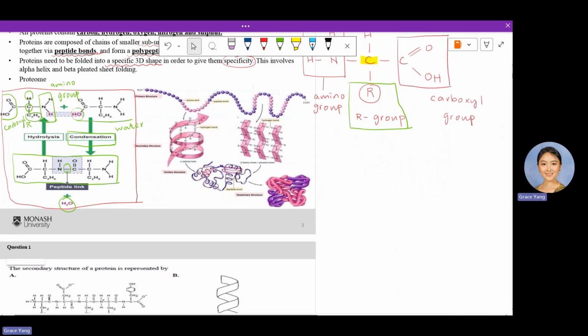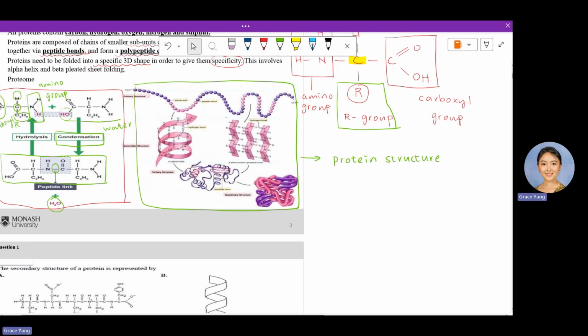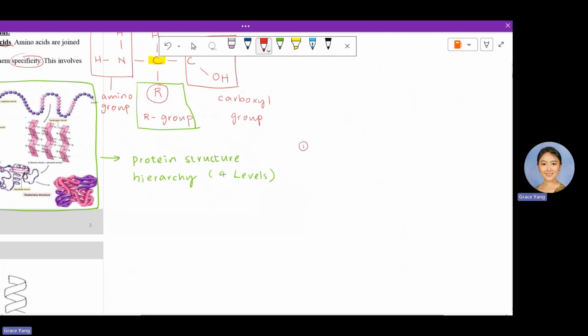Okay, now onto this kind of complicated looking picture on the right here. So you probably will be able to realize that it is talking about protein structure. For protein structure, there is a 4-level hierarchy. And once again, it is not created with naming. So starting with level 1, the primary. So primary structure of protein.